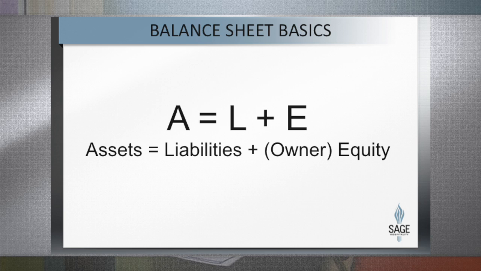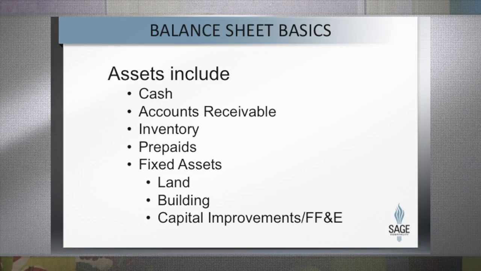So the balance sheet. The pure basics of the balance sheet is on the left-hand side you have your assets, which equal the right-hand side, which are your liabilities plus your equity. So we'll walk through the components of each of those. So assets, examples of assets would be cash, accounts receivable, inventory, prepaids, and fixed assets. And the fixed assets might include areas like land, building, FF&E, and capital.